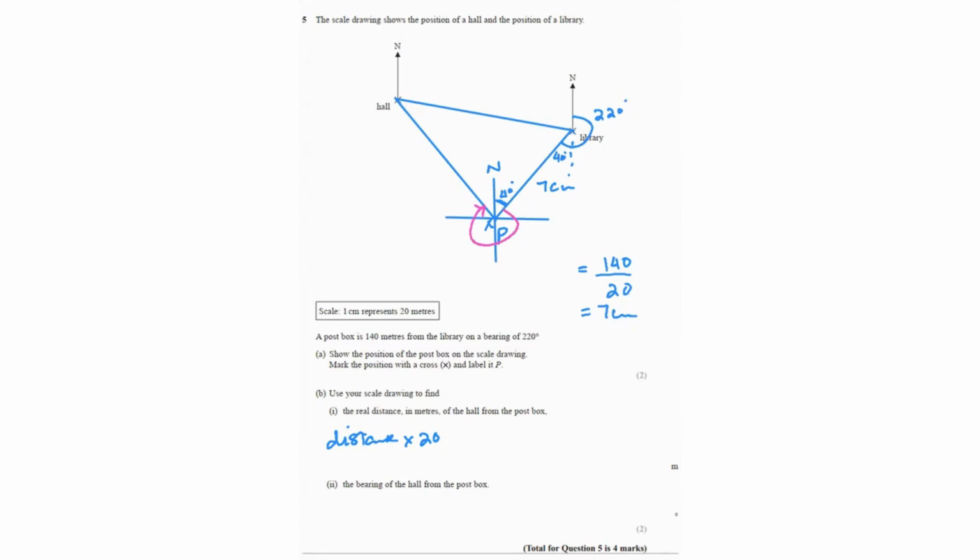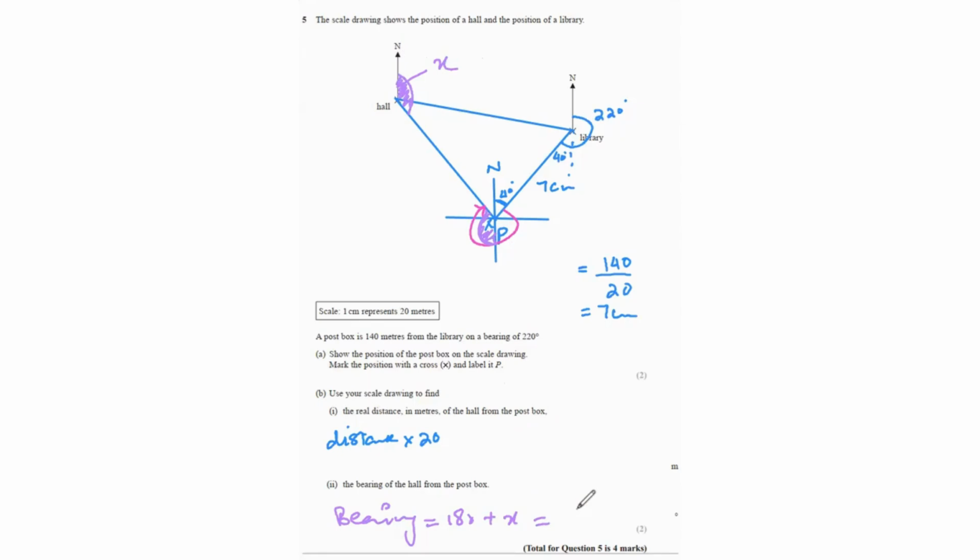So what we will do is, using our protractor, we're going to measure this angle over here. And whatever this angle is, it's going to be the same over here. So to find the bearing, we'll add 180 to this angle over here. Whatever this angle is, that's going to be the same over here. So we add this to this. Let me call this x. So 180 plus x, whatever this is, that would give you the complete bearing of the hall from the post box.